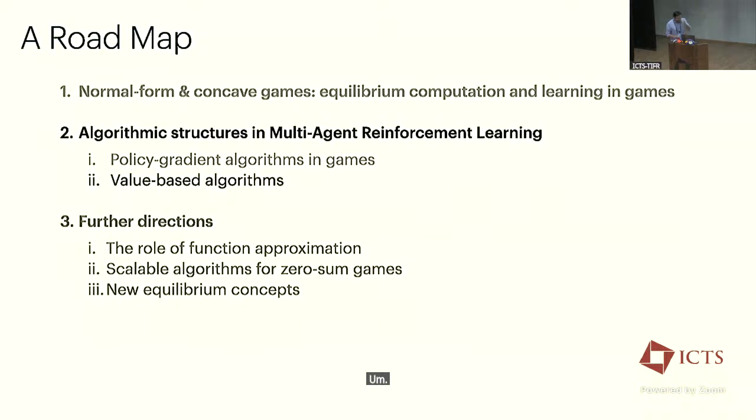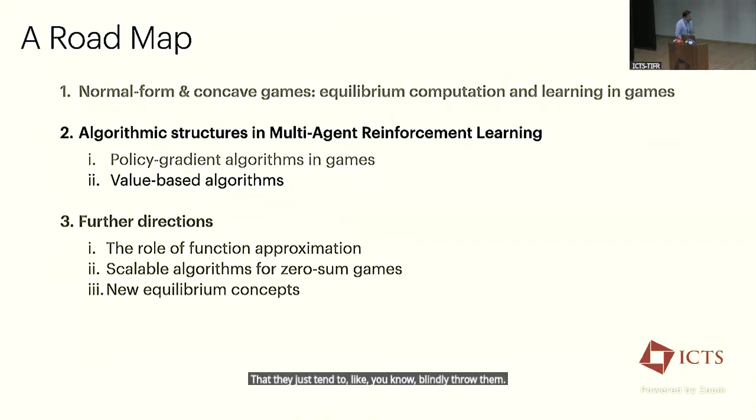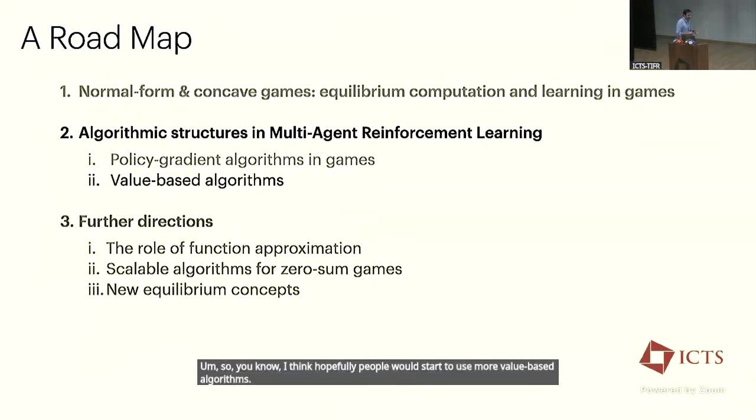That's a very good question. I think most of the time people just tend to use these policy gradient algorithms because they work so well for single agent learning that they blindly throw them into large scale training of multi-agent LLMs or something. But as we've seen, policy gradient algorithms don't really have great guarantees in games, so it's hard to say anything about them. So, I think hopefully people would start to use more value-based algorithms.